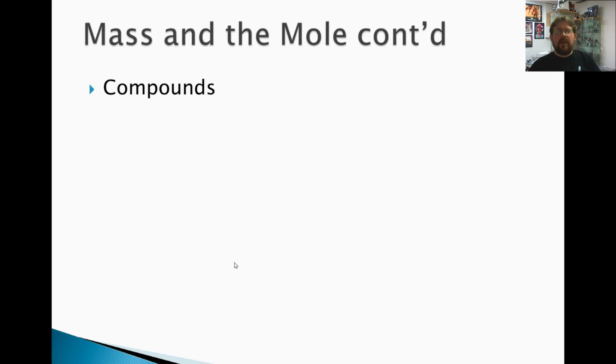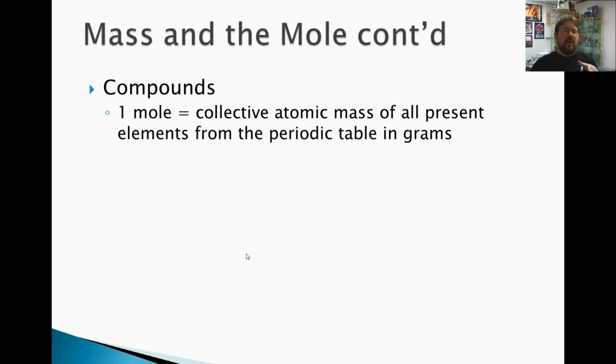It gets a little more complicated with compounds, but it's still the same basic idea. You're still just going to use your periodic table, but there's a little bit more math involved, because 1 mole is equal to the collective atomic mass of all present elements from the periodic table in grams. What does that mean? You're going to find every piece of the compound, get its atomic mass, add it all up. That's going to be the mass of 1 mole of that substance.